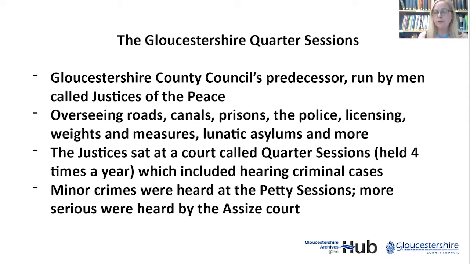They oversaw things like roads, canals, prisons, the police, licensing, weights and measures, lunatic asylums, and many more things as well. And the justices sat at a court called the quarter sessions, which were held 4 times a year, hence the word quarter. And these included hearing criminal cases, which are the things that we are going to be mostly looking through today. Minor crimes were heard at the petty sessions, and the more serious ones were heard by the Assize Court.